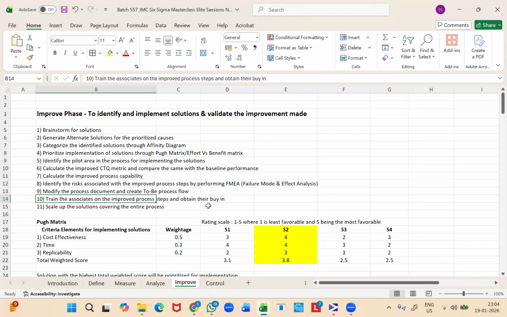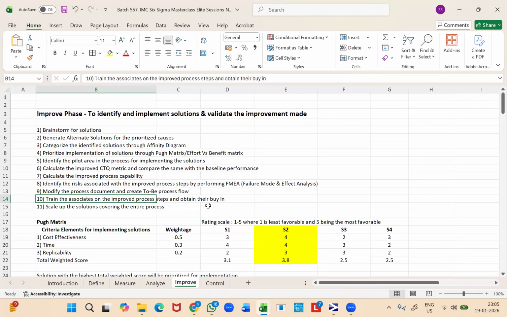So it's important for us to ensure that the associates who are connected with that process get bought in to this idea of the improved process steps, and they start executing the process as per the to-be process flow. This is very, very, very important. So they will have a lot of questions. They will always try to challenge you. They will keep asking, what is in it for me? Why should I follow the new process steps?